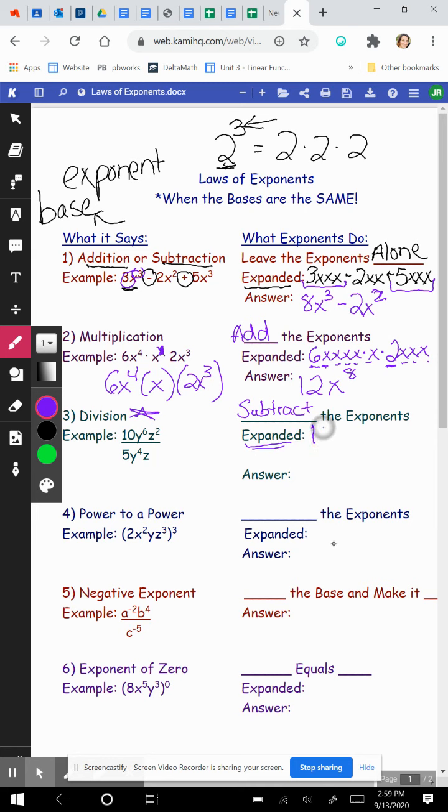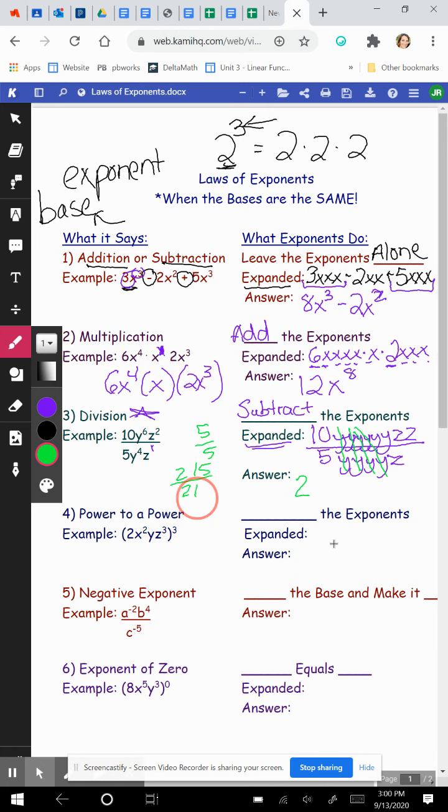So if I were to expand 10y to the 6th, 1, 2, 3, 4, 5, 6, and then 2 z's, divided by 5, 4 y's, 1, 2, 3, 4, since there's a y to the fourth, and then 1 z, because again, if there's no exponent, there's a hidden 1. And now I just want to go ahead and divide. 10 divided by 5 is 2. Anything over itself always reduces to 1, like 5 divided by 5 is 1.